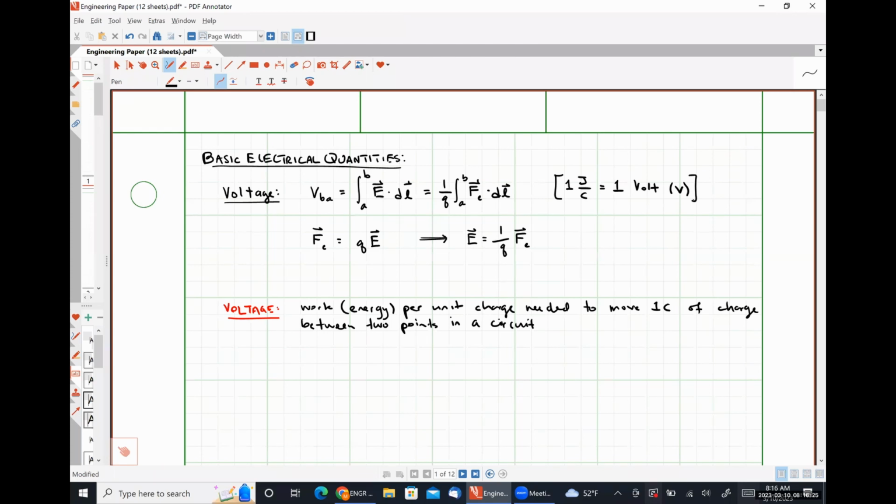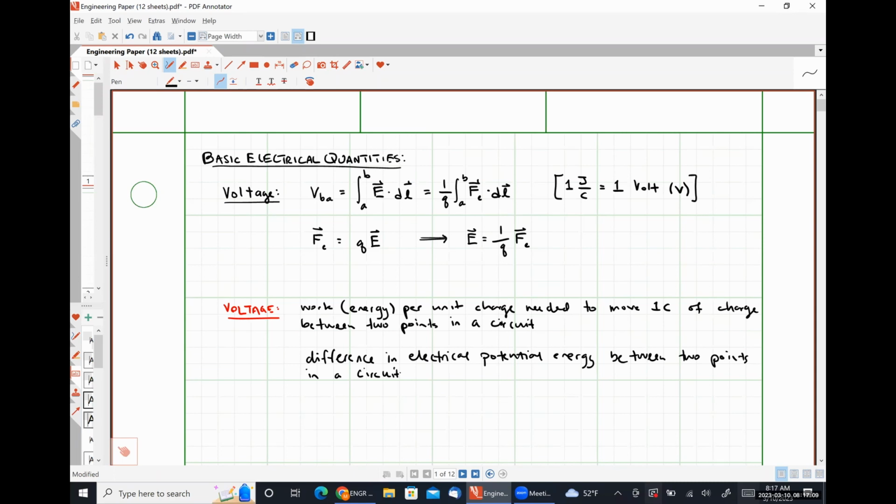It is path independent. So another way to express voltage is the difference in electrical potential energy between 2 points in a circuit. So these two definitions really tell us two different things about voltage.